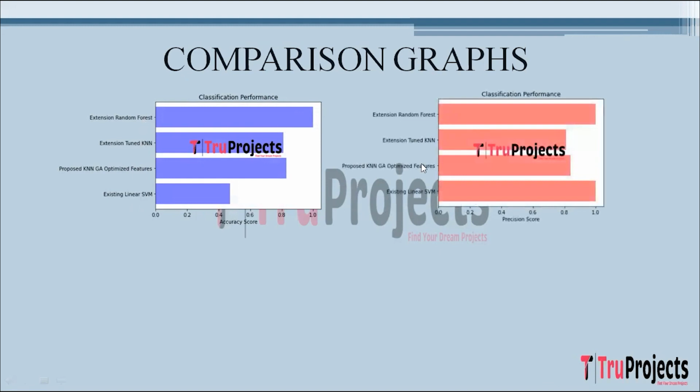This is precision scores comparison graph. In this graph on x-axis I have precision scores and on y-axis I have algorithm names. Precision measures the accuracy of positive predictions, indicating how many predicted positives were actually correct.